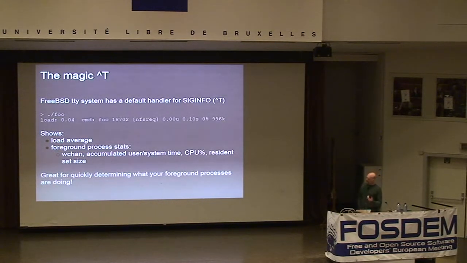By default, the Control T key will send a SIGINFO to the foreground process, and the TTY system has a default handler for SIGINFO. And if you run your process and you want to know what's going on, maybe it's not giving the expected output or it's taking too long, you can just press Control T, and it'll tell you that, in this case, the load average is 0.04, the foreground command is foo, this is the PID, and this is typically an interesting field here, which tells you the wait channel. In this case, it's telling me that the application was waiting for an NFS request.